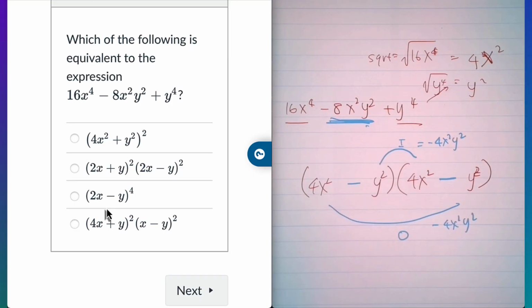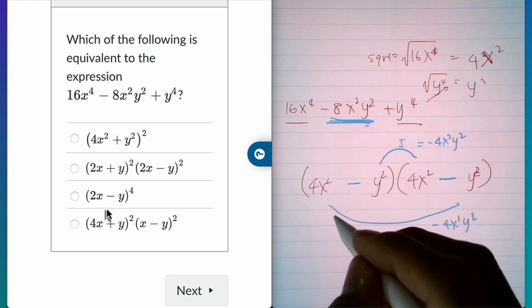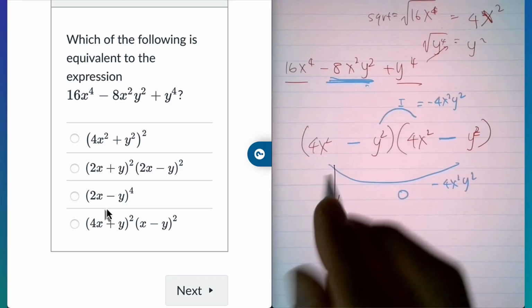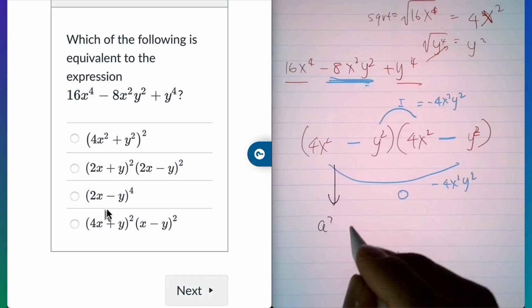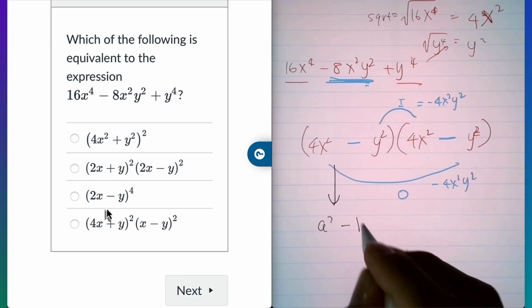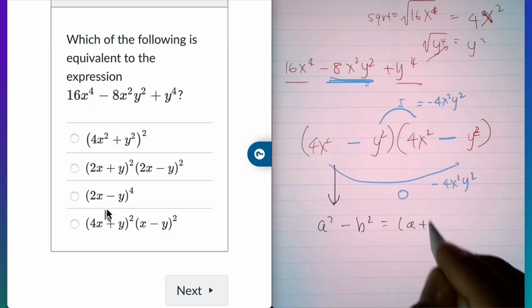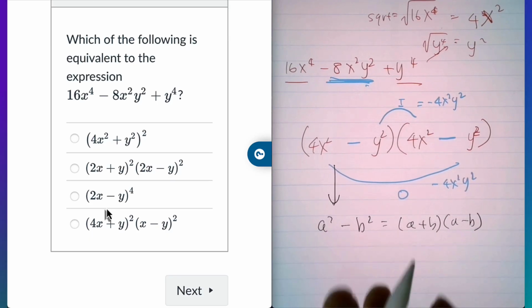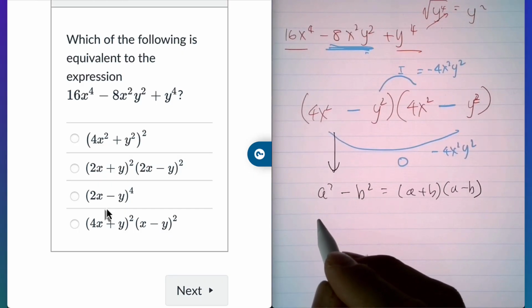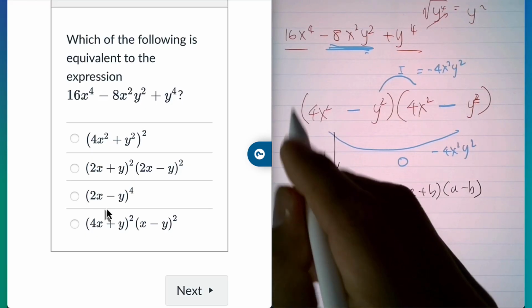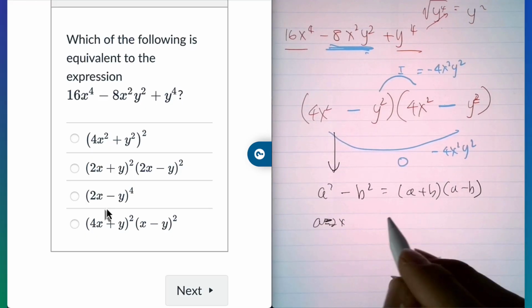Now, when you get this far, you might say, oh, I'm done, can I move on to the next one? Thing is, you can go further. Now, what happens if you have 4x squared minus y squared? That has the same resemblance of a squared minus b squared, which is the same thing as (a plus b)(a minus b). So we can go further by saying, let's say a equals 2x, a equals 2x by square rooting it, and b equals y.